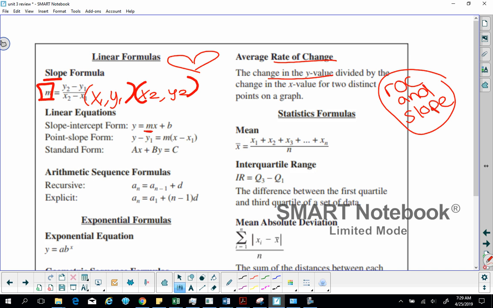The change in y divided by the change in x, they even tell you what it means, right? So this is on your formula sheet. What type of equations have a constant rate of change? We learned this last unit. Is it quadratic, linear, or exponential? Not quadratic.